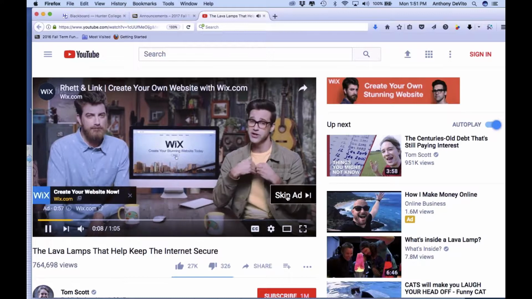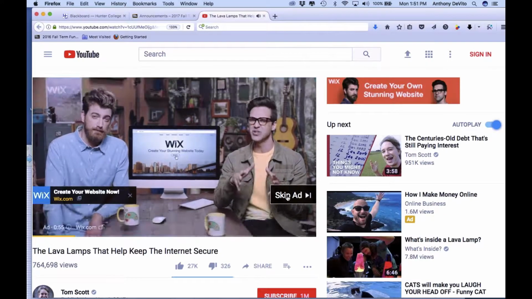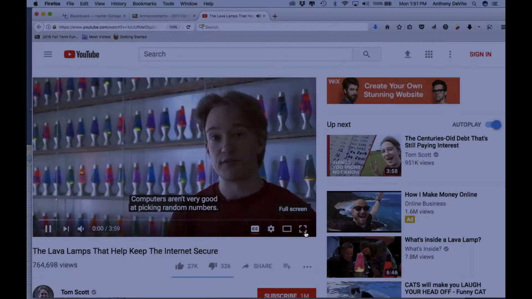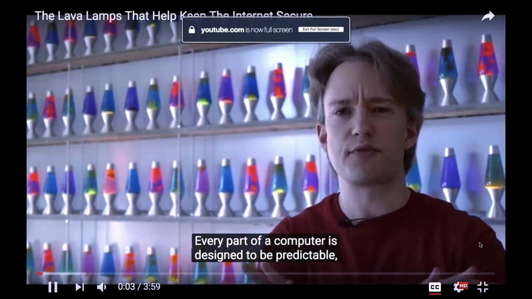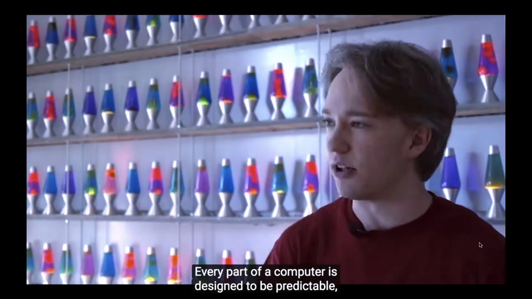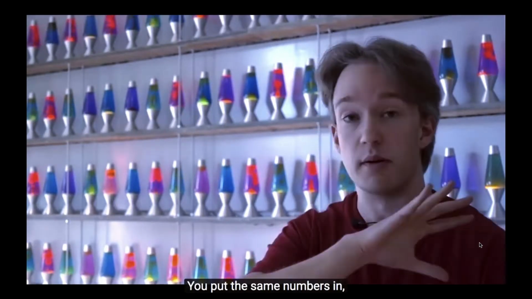This is the way that they manage to create random numbers. Computers aren't very good at picking random numbers. Every part of a computer is designed to predict. See what he's got behind him there? Logical patterns. You put the same numbers in, lava lamps.